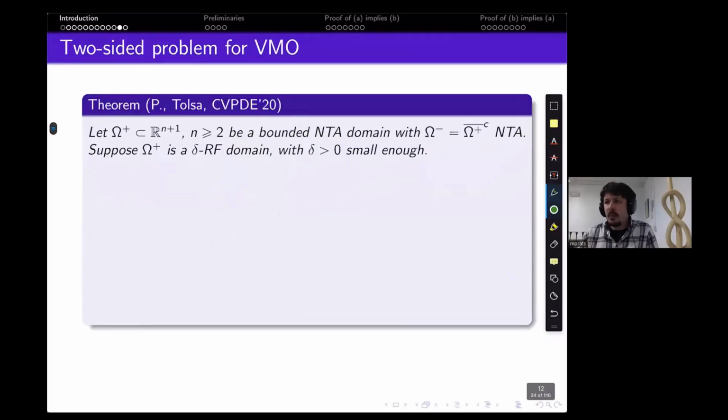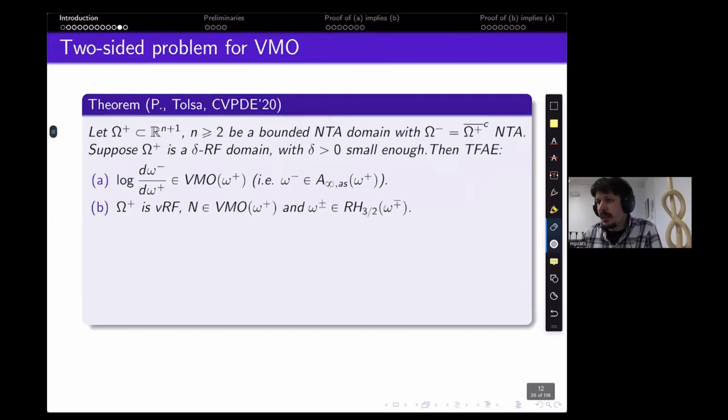So what is the two-sided VMO problem? And this is where the result that I am presenting today with Xavi, published two years ago in Calculus of Variations and PDEs. The following: you take a domain in R^(n+1), it's a bounded NTA domain, and the complement is NTA as well. And you suppose that it's δ-Reifenberg flat with delta small enough. Now, the following are equivalent. First, the density is in VMO as before, but now with respect to omega plus. The logarithm of the density is in VMO with respect to omega plus.